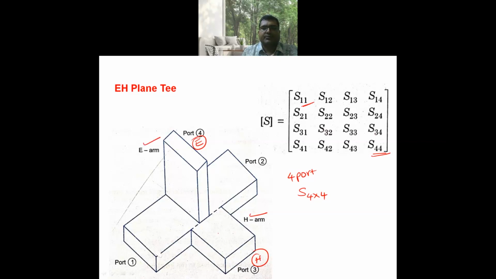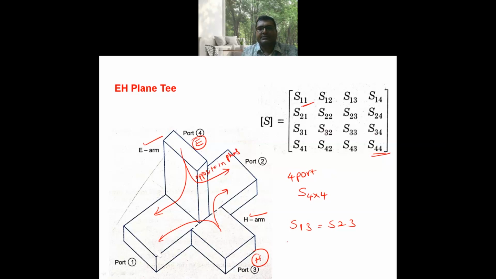That is, when microwave power is applied at port 3, it is divided equally between ports 1 and 2. That is, it obeys the plane of symmetry property S13 is equal to S23. In the same way, when microwave power is applied at port 4, that is at the E-arm, it is divided equally between ports 1 and 2 with opposite phase.